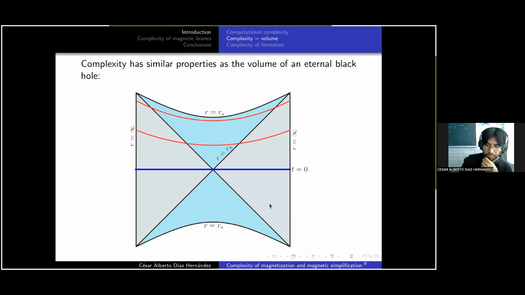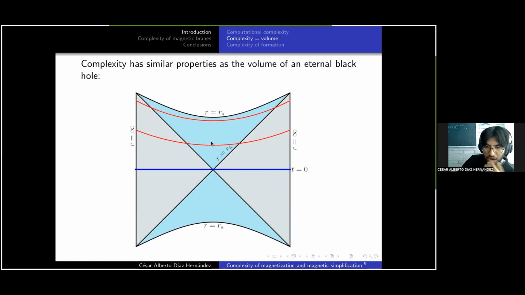If you see this Penrose diagram, in blue is the interior of the black hole, and in gray is the exterior of the black hole, right? Where this r coordinate is the radial coordinate of anti-de Sitter, where the boundary is found at r equals infinity. And we have some radius where we find the singularity of the black hole, and some radius where we find the black hole horizon.